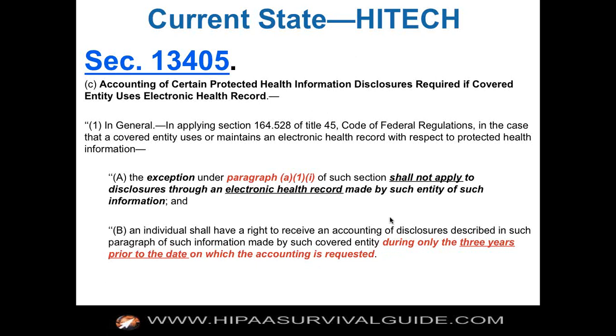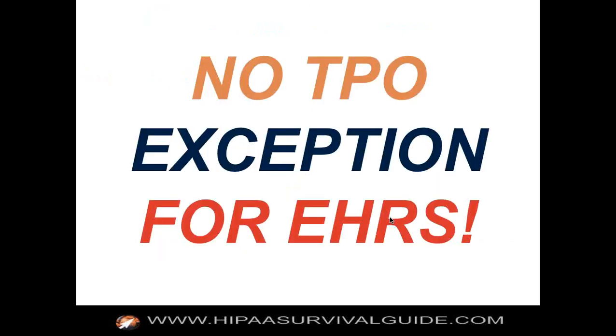Okay, so those are two major things that the HITECH Act does to the accounting for disclosures. And here's the big one, that there's no TPO exception. That just disappeared. And this is obviously the thing that really caused a panic amongst chief medical officers, CIOs, etc. This is a very big deal. So the question is, whoa, what?